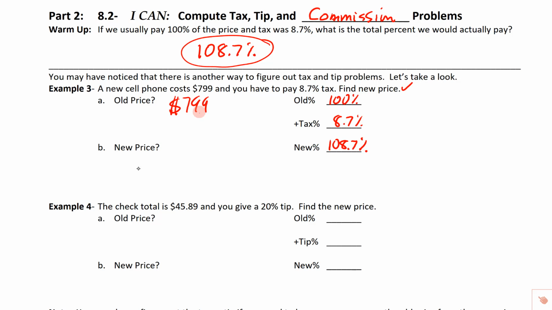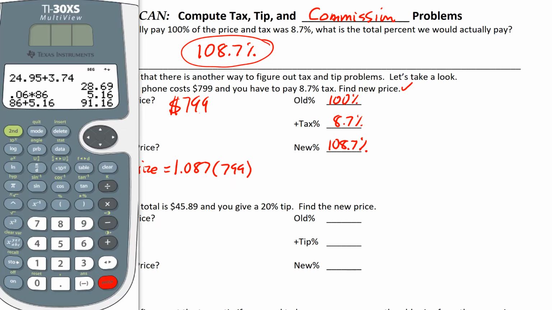So in order to figure that out, we're just going to write price equals 108.7%. So let's move this decimal over 2 places. So 1.087. And then let's times that by 799. Now, I'm going to grab the calculator and let's take a look at what it spits out for us. Here's our 108.7%, so 1.087. And then we're going to times that by 799. So there's our 108.7%. We're going to multiply by 799, and we end up with this.